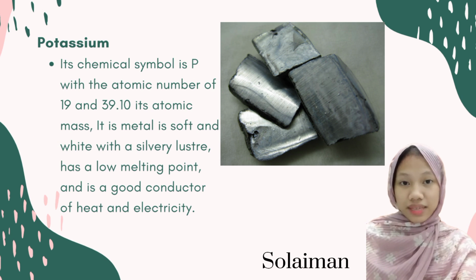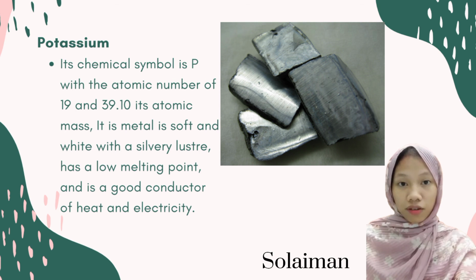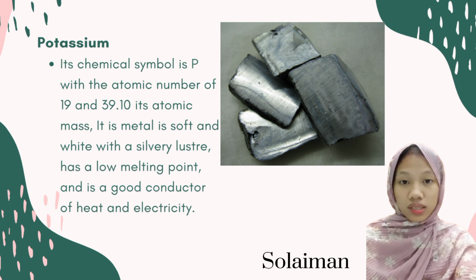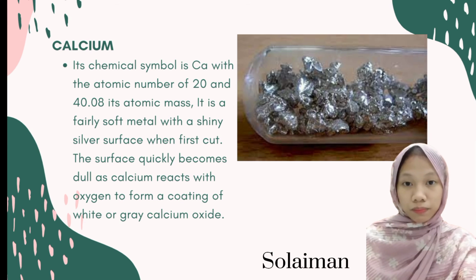Potassium. Its chemical symbol is K with the atomic number of 19 and 39.10 its atomic mass. It is a metal, soft and white with a silvery luster, has a low melting point, and is a good conductor of heat and electricity.